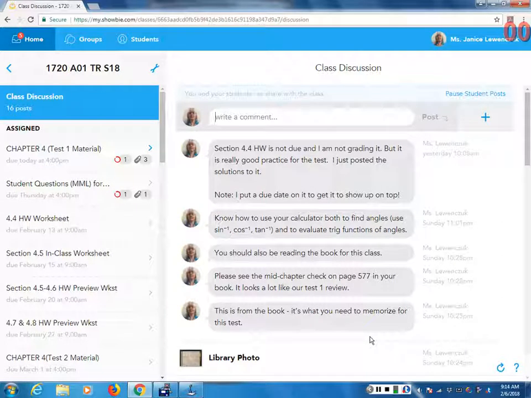But besides the test review, Section 4.4 homework is a really good practice. It's not due, and I'm not grading it, but I posted the solutions to it. I put a due date on it just so it would come up to the top, so you could see it. Otherwise, it's down at the bottom, and you're going to miss it. We're going to do some problems like that today in the review, so that's a really good practice.